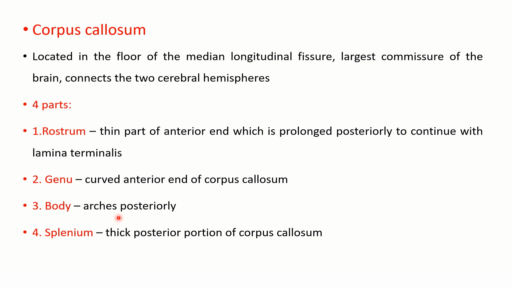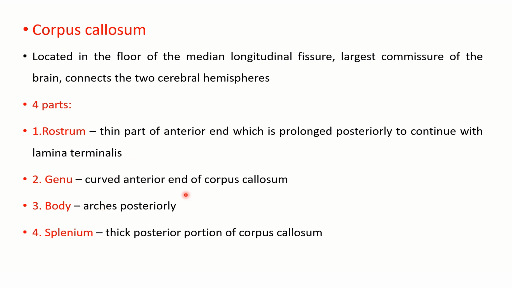So now coming to the largest commissural fibers, the corpus callosum. It is located in the floor of the median longitudinal fissure, that is the fissure which separates the right hemisphere from the left hemisphere. The largest commissure of the brain connects the two cerebral hemispheres. It has four parts. The rostrum is the thin part of the anterior end which is prolonged posteriorly to continue with the lamina terminalis. I will show you what it is.